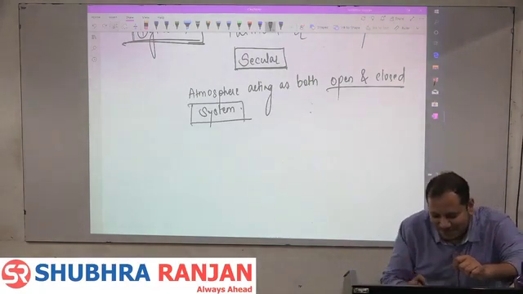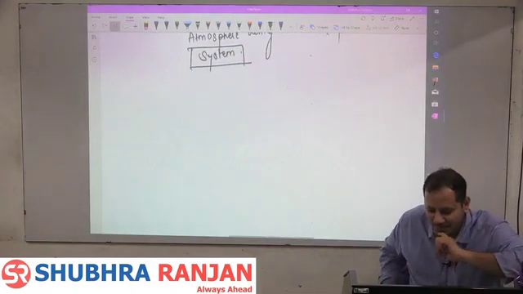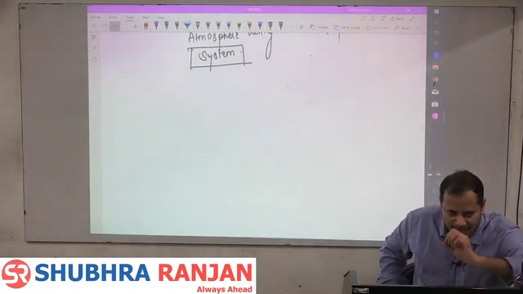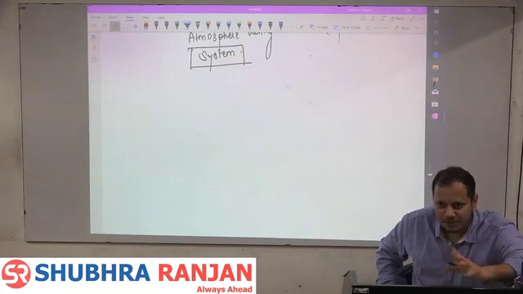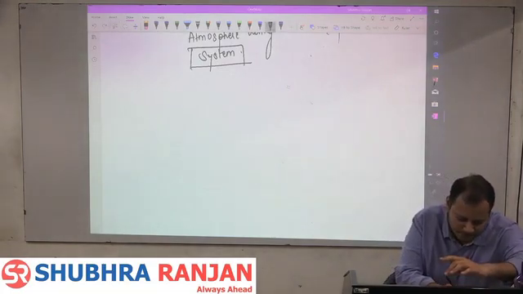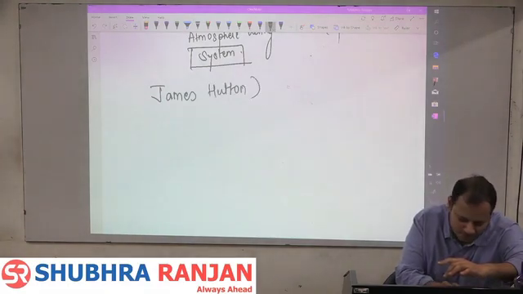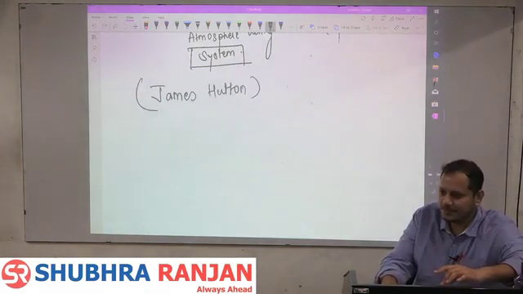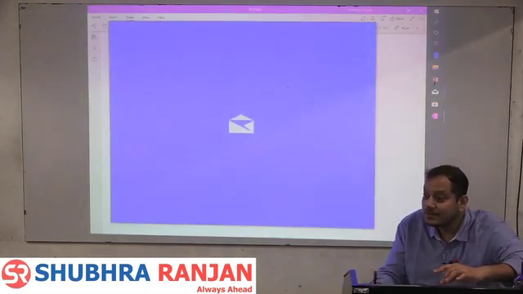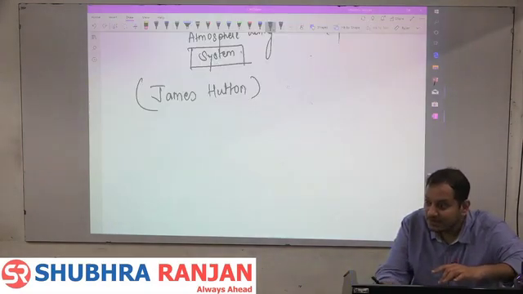So next point. As per the theory of uniformitarianism, who is the person? Uniformitarianism. As per the theory of uniformitarianism, what happened? James Hutton.